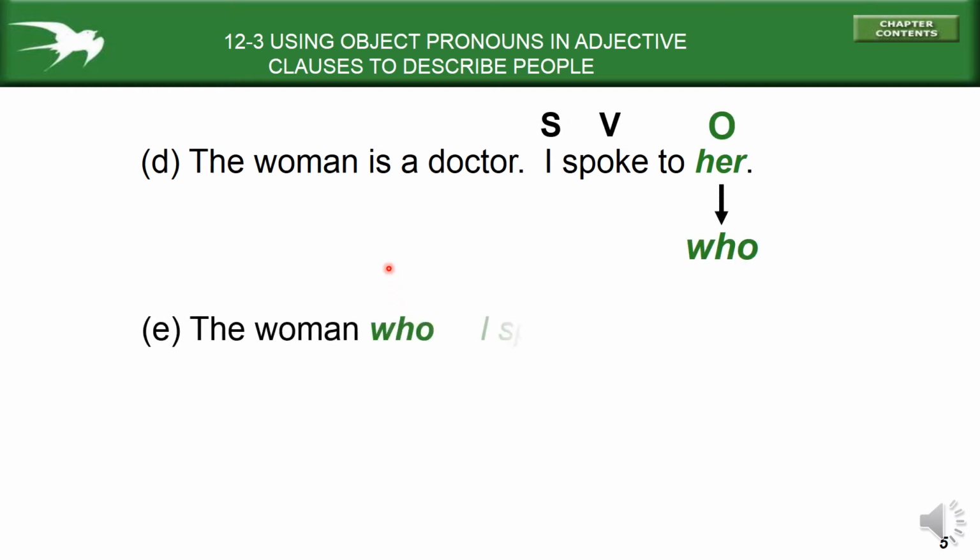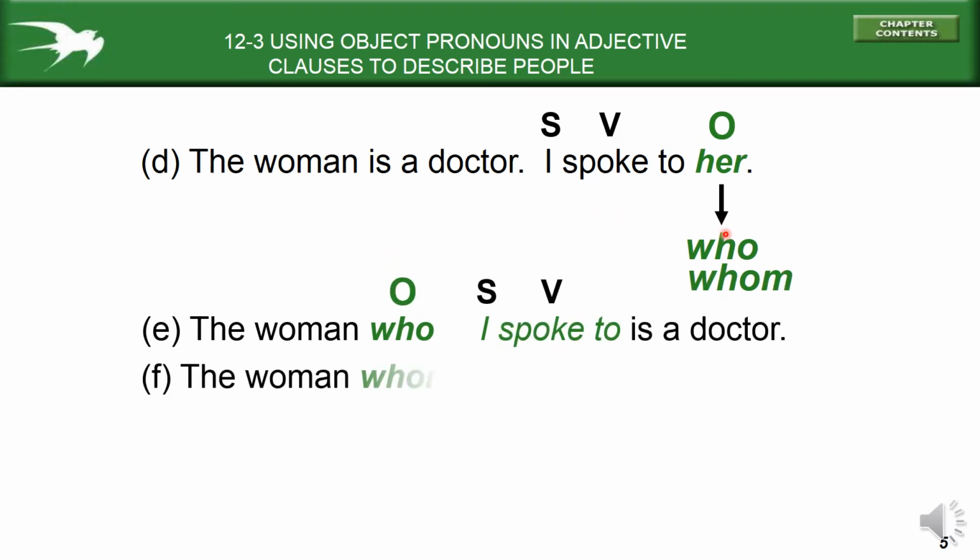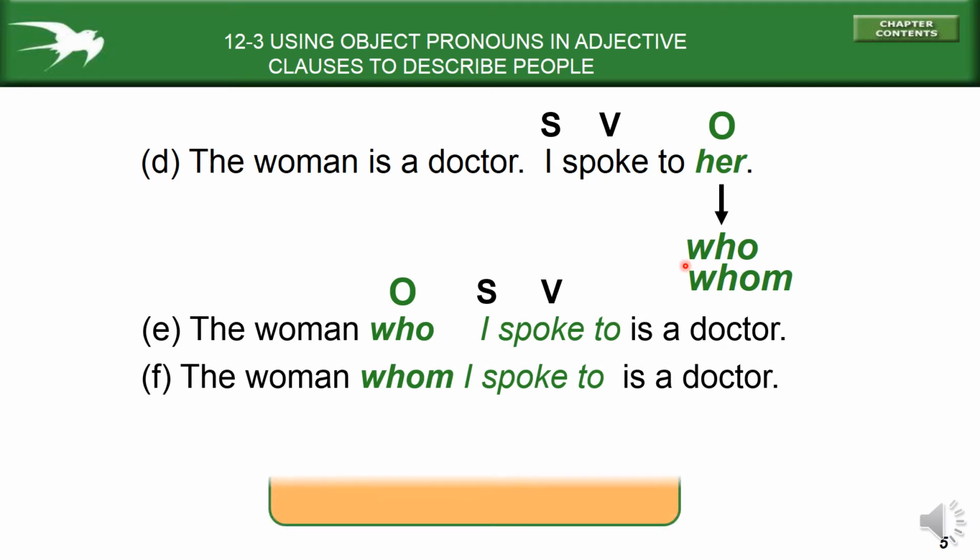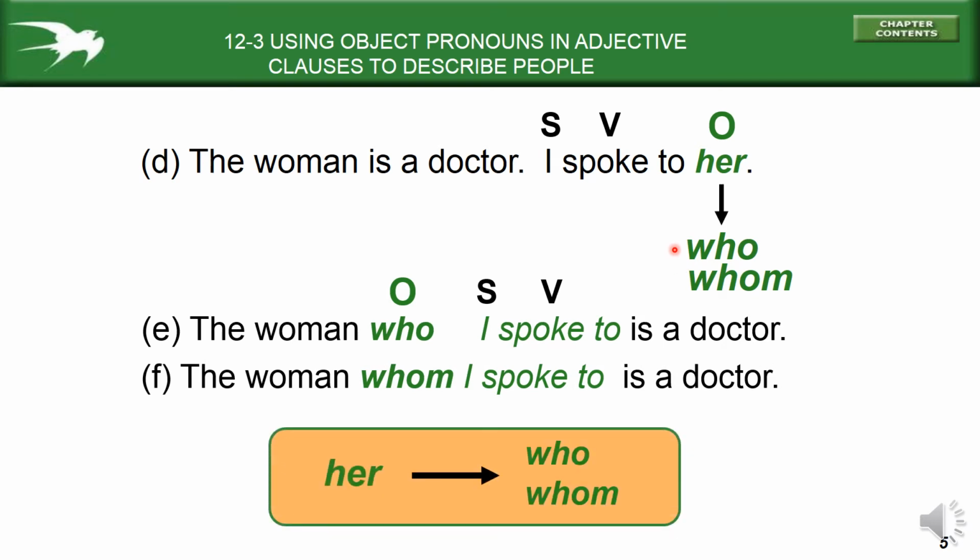Also, we are still in the same example. The woman is a doctor, I spoke to her. So instead of using that or nothing, I can use either who or whom. So it becomes the woman who I spoke to is the doctor, or the woman whom I spoke to is the doctor.